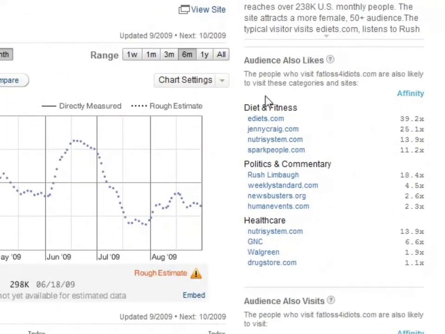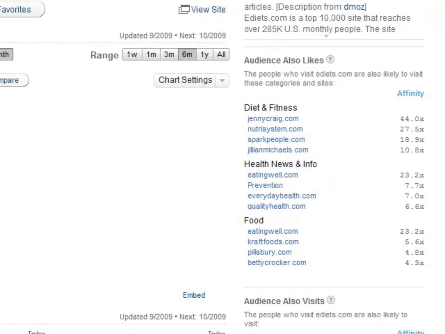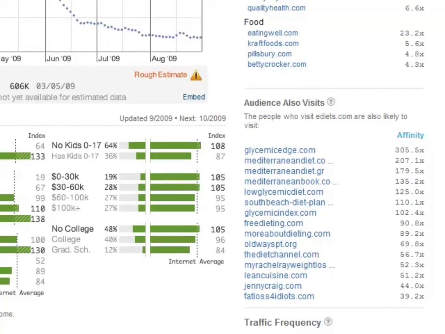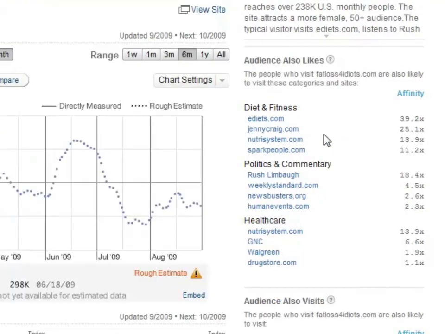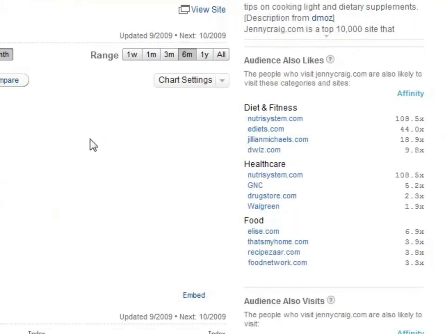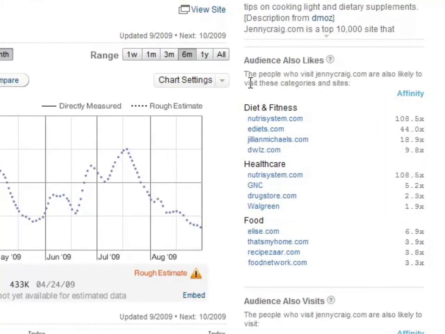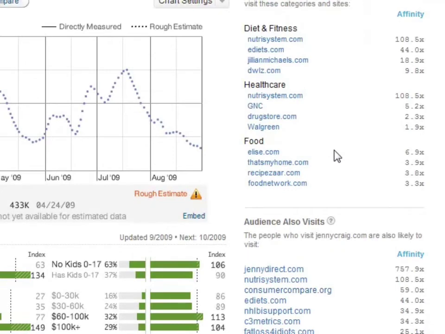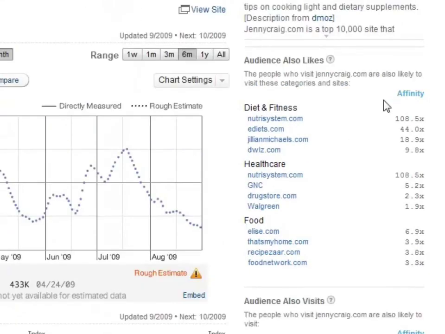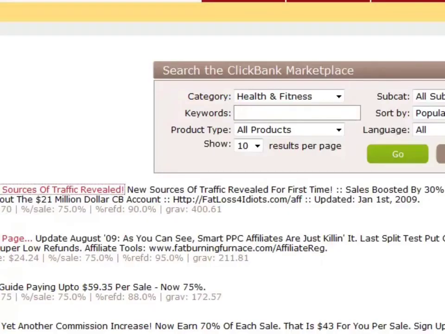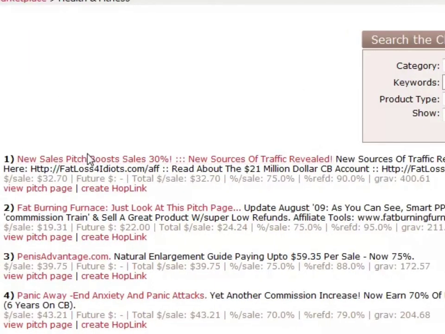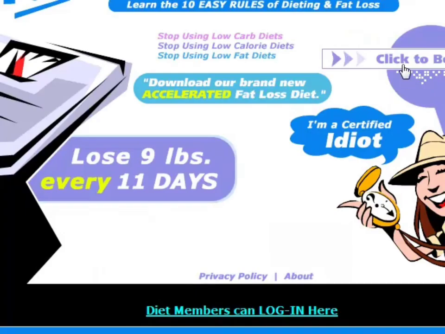I would write down all of this information. For example, I'm going to go to eDiets and see what they look like, and I would compare that. I would go to Jenny Craig. I would look up all of these things and analyze all the data together. So that's what I would do, and then I would just say, okay, this looks like a good thing to promote. So what I would do then is go into ClickBank, or go back to their site, and actually purchase the product.